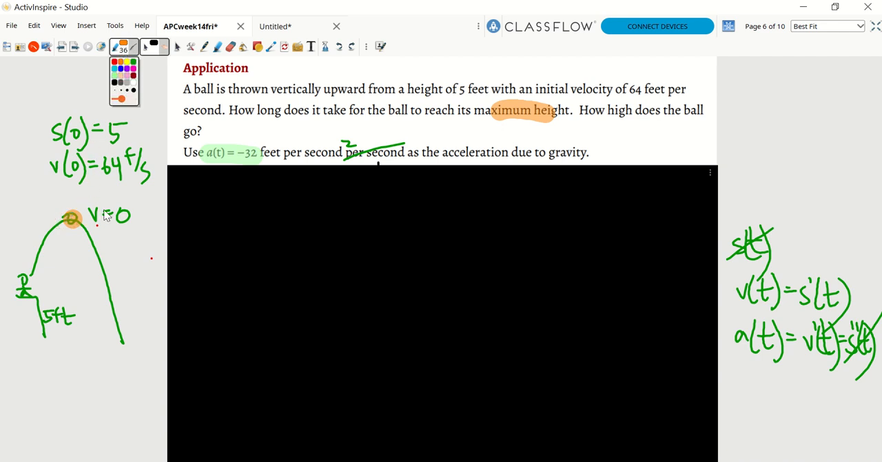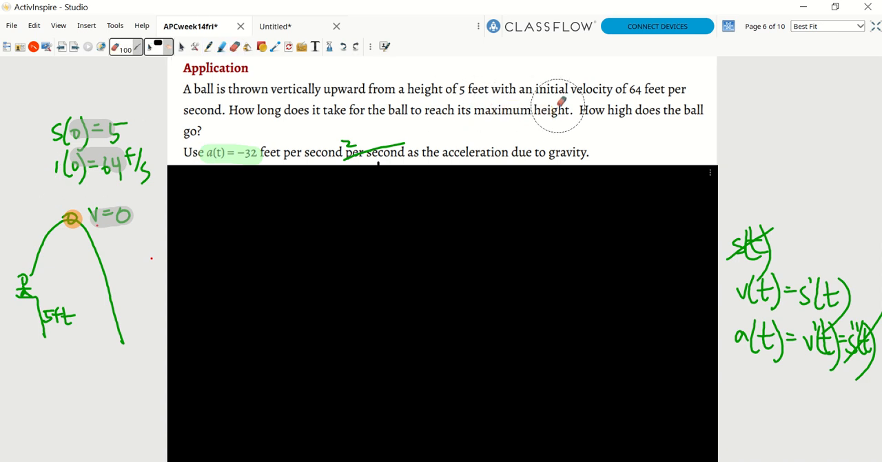Let me just say this. The velocity at this height right here is pretty much right at this moment when the ball stops before it starts descending, so velocity is 0. So we're going to put these 3 items in our back pocket and revisit it very soon, okay?